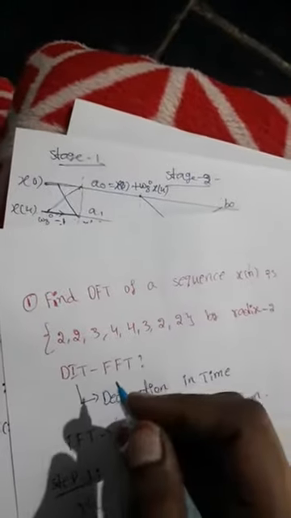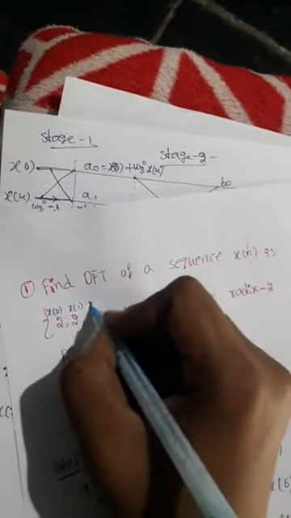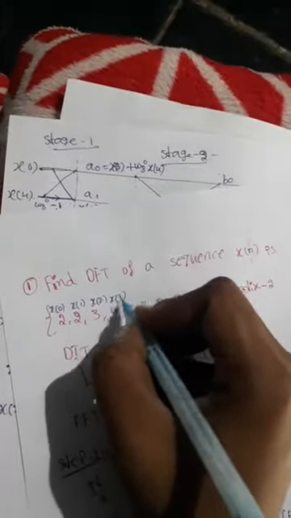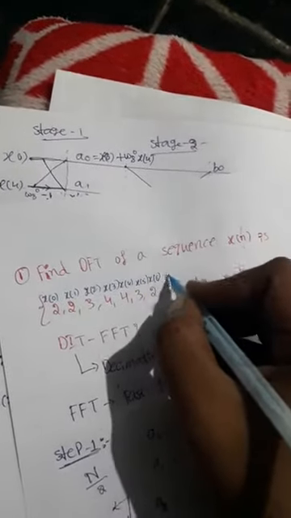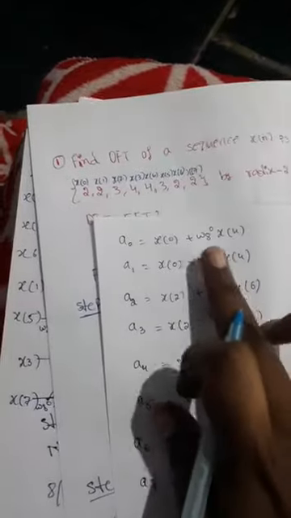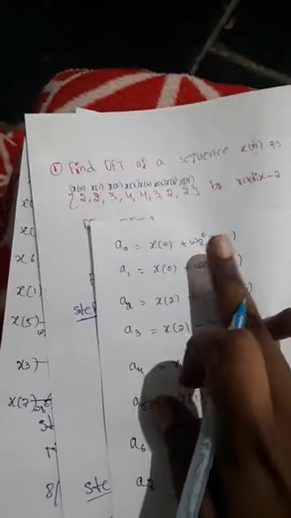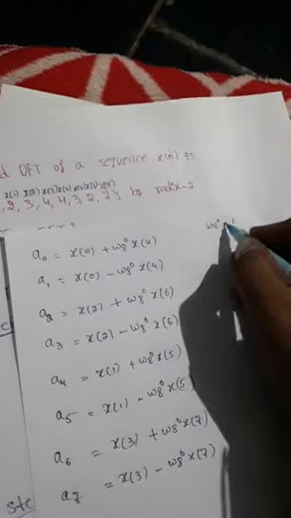Here x of 0 value is x of 0, x of 1, x of 2, x of 3, x of 4, x of 5, x of 6, x of 7. These are the values. Okay, x of 0 to x of 7. We can substitute it as x of 0, x of 4 values, and omega w8 to the power of 0 value is 1. Okay, twiddle factor value w8 to the power of 0 value is 1.